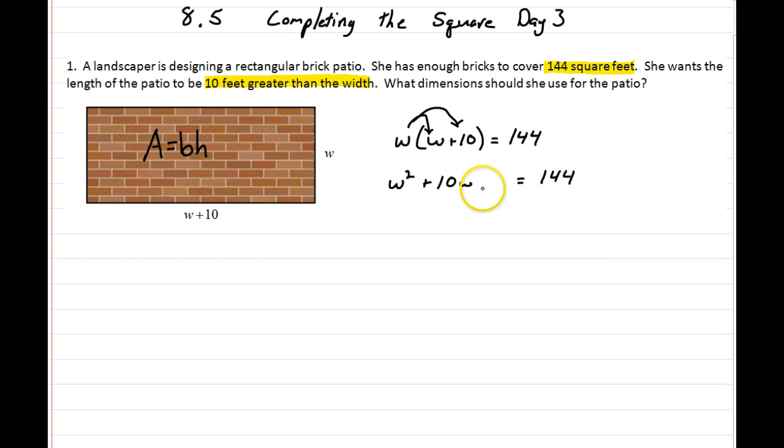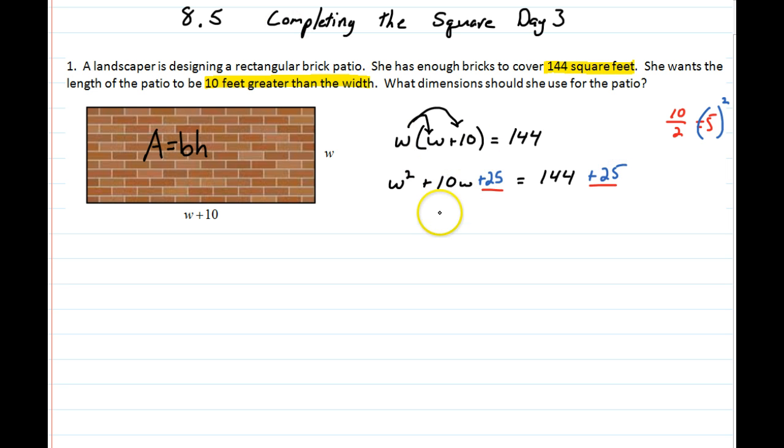So remember from last time, to find the missing third number, we take half of 10. So maybe off to the side we just go half of 10. That equals 5. And then the second part is we have to square that number. So 5 squared is 25. And if I add a number to one side, I've got to add it to both sides, so this is going to be plus 25.